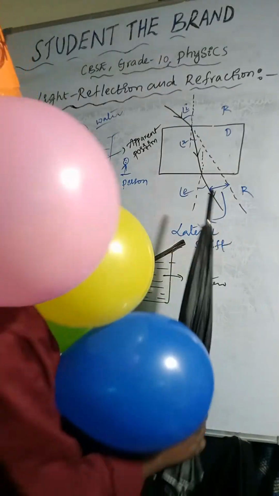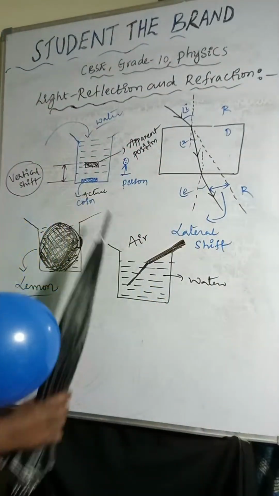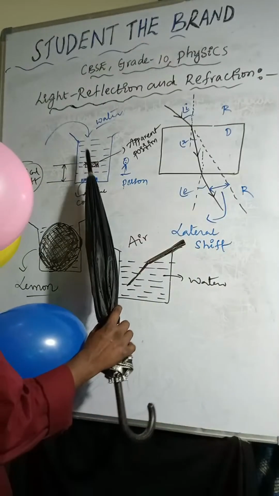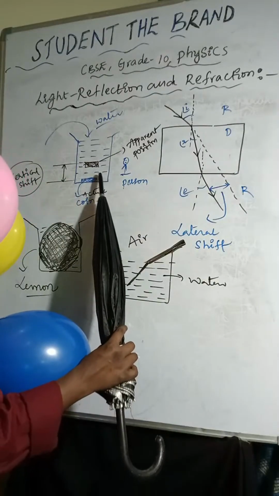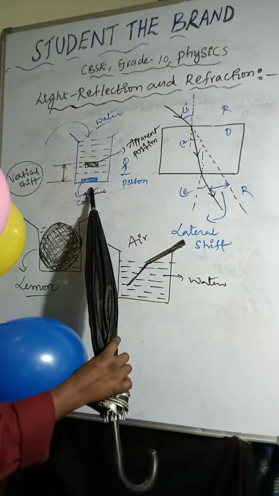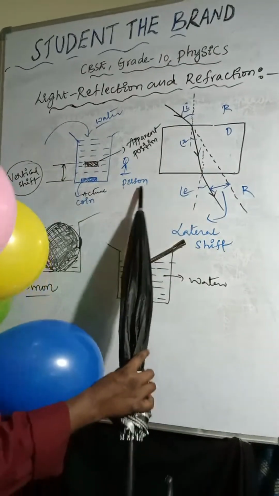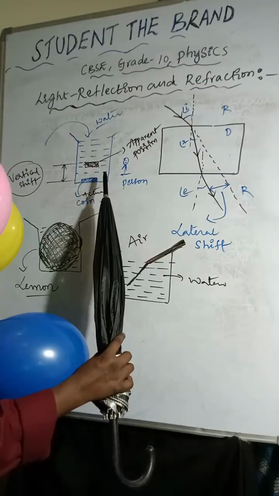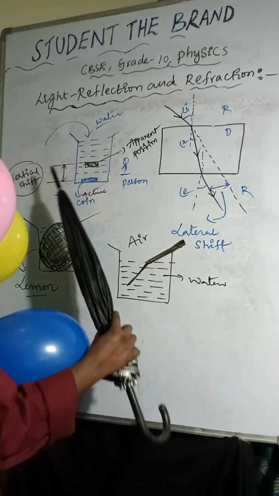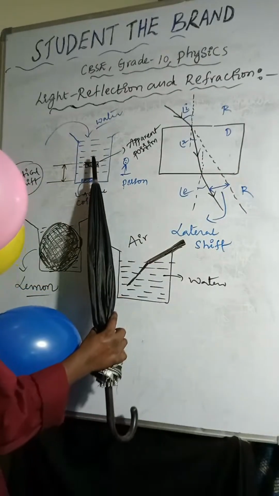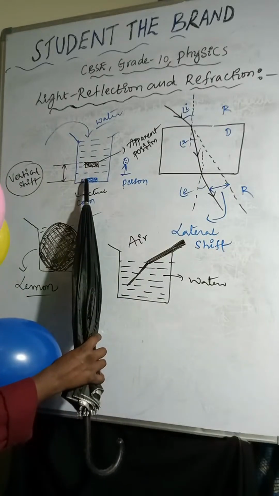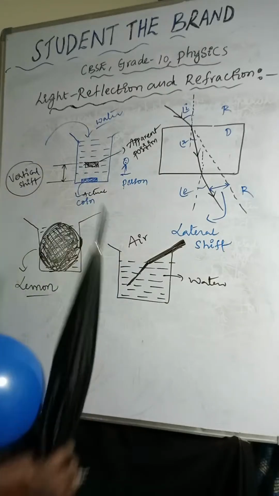Here you can observe the apparent position. What is the apparent position? Actually the coin is here before pouring water, placed at the bottom of the beaker, and the person is standing here. When he looks at the coin through the glass, he can't see it. After pouring water, he can see the coin due to refraction. The distance between the actual position and the apparent position of the coin is called vertical shift.